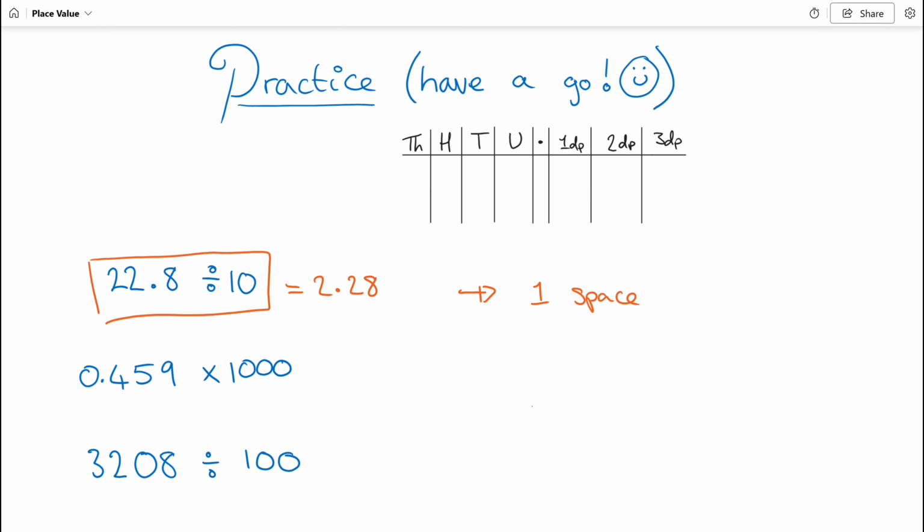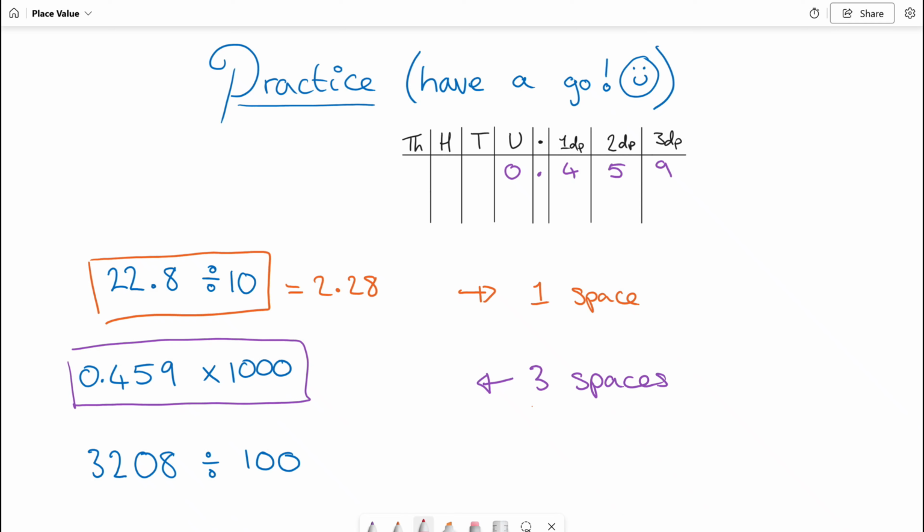Right, let's get to the second one. So for the second one, it's saying 0.459, and we're going to times that by 1,000. Yes, I'm going to write this in the chart. And now we need to find out the direction and how many spaces. We are going to the left because it's a multiplication. And we're going 3 spaces. So now that's what we're going to do.